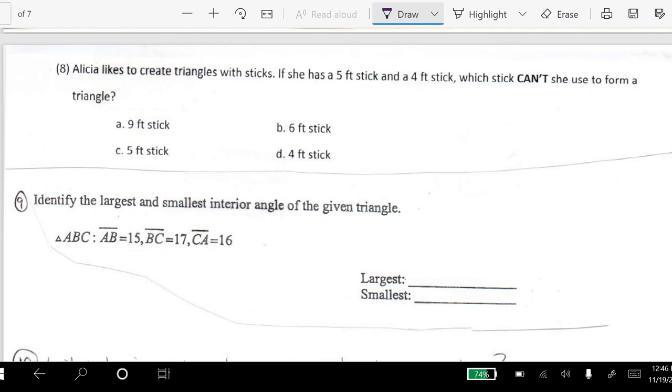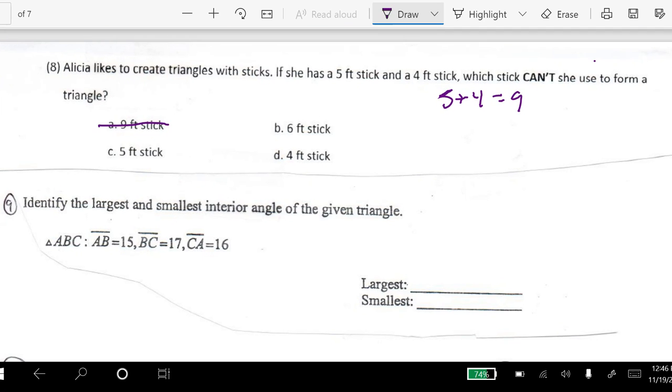Alicia likes to create triangles with sticks. If she has a 5-foot stick and a 4-foot stick, which stick can't she use to form a triangle? It can't be 9 because 5 plus 4 is equal to 9, and it wouldn't be greater. Oh, it's asking me which one can't. Sorry, I was thinking it was asking which one can. So that's the answer. That's the one that wouldn't work.